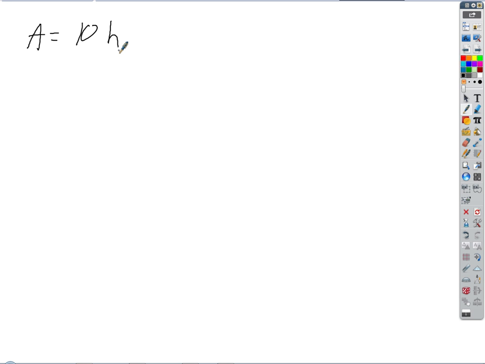Okay, so we could write this as a as a function of h if we wanted to. A of h equals 10h. So then what's my domain? What are the values of h? Now this is a geometric situation here, right? We're looking at something like this. Say we've got rectangles of width 10 and height h, right? So what makes sense for a domain?